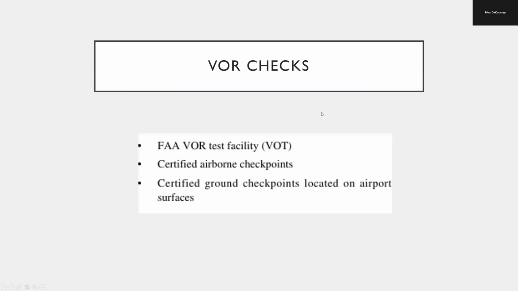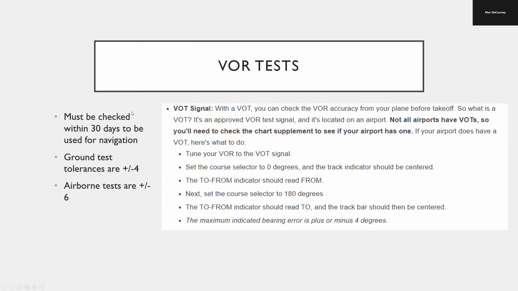There are three types of VOR checks that you must do within 30 days if you're going to use the VOR equipment as your primary means of navigation. You have a VOR test facility, you have airborne checkpoints, and you have ground checkpoints located on airport surfaces. So they must be checked within 30 days. The ground test tolerances are plus or minus 4 degrees. The airborne tests are plus or minus 6 degrees.